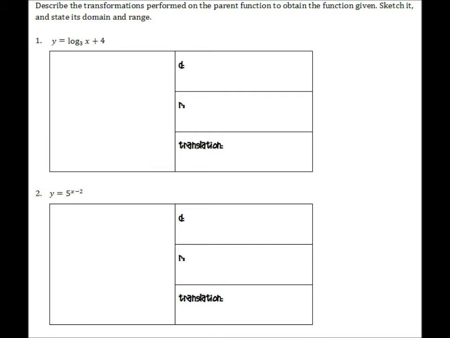We can use all of that to figure out the domain and range of these functions without even really graphing them on the calculator. If you look at this function, it's the function log base 3 of x moved up 4. So the translation on this parent function is that it moved up 4 spaces. We can sketch this curve. The basic graph of a logarithm looks like this, but this specific logarithm got shifted up 4. So it is going to look more like this.